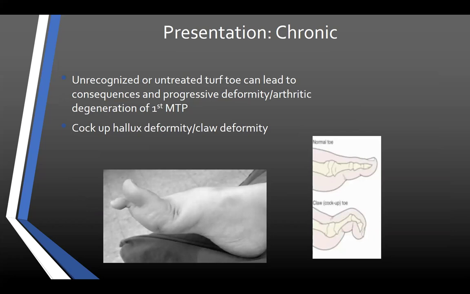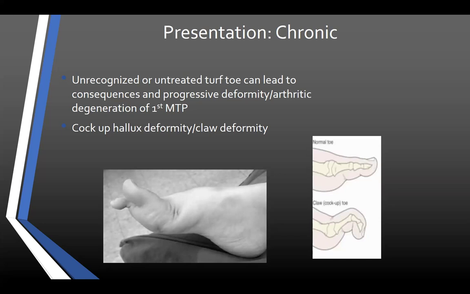So if turf toe goes untreated, there are a lot of progressive consequences that can develop: progressive arthritic toe or hallux rigidus. They can develop a progressive bunion or hallux valgus. But we will talk a little bit later about a specific case where the injury causes a more acutely progressive hallux valgus, which we'll go into in the talk discussion.